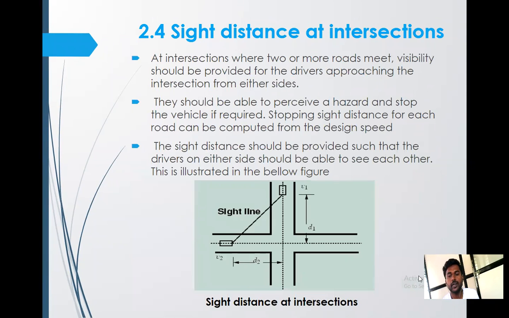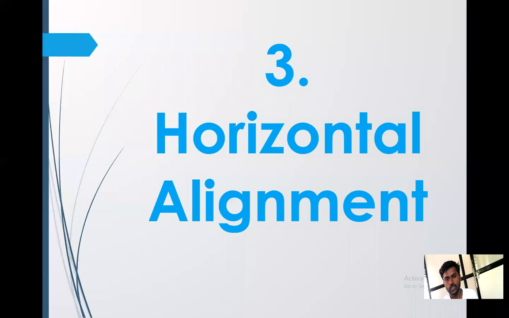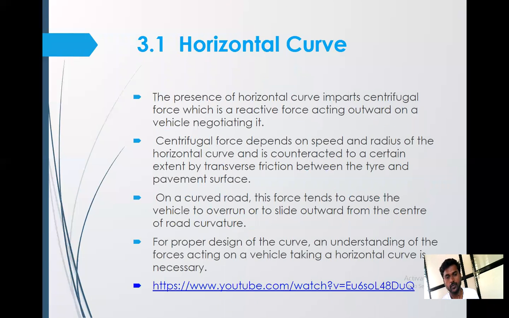Then whenever we are designing the intersection, we have to keep in mind the sight distance required to stop the vehicle if we see another vehicle coming from another section of the road. Okay, then we have seen the horizontal alignment. We have just started the horizontal alignment.